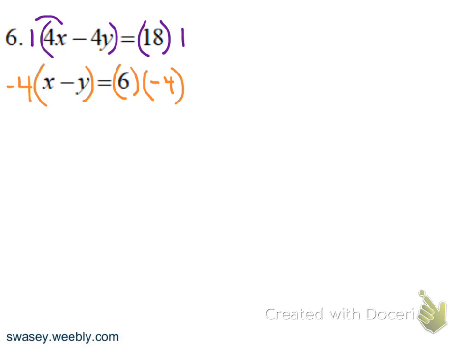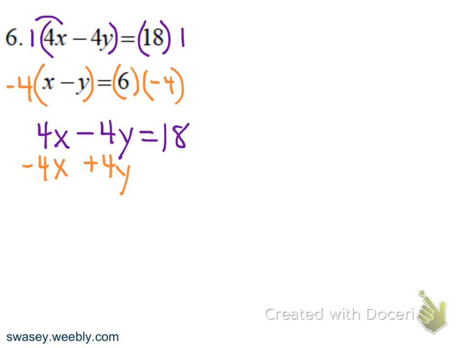So multiplying 3 by 1 doesn't change it. And then multiply 3 by negative 4. Negative 4 times x is negative 4x. Negative 4 times negative 1 is positive 4y. Negative 4 times 6 is negative 24.